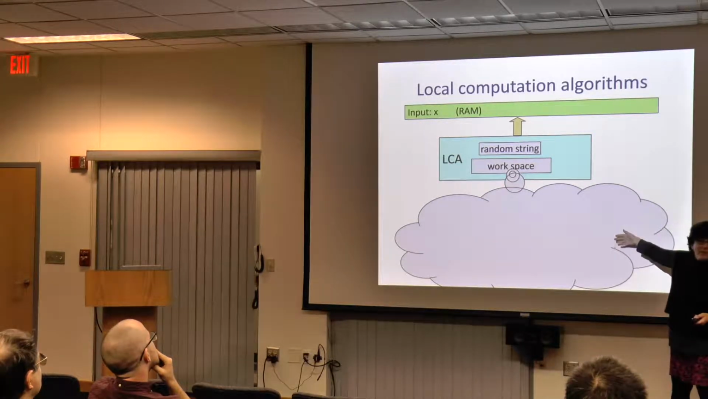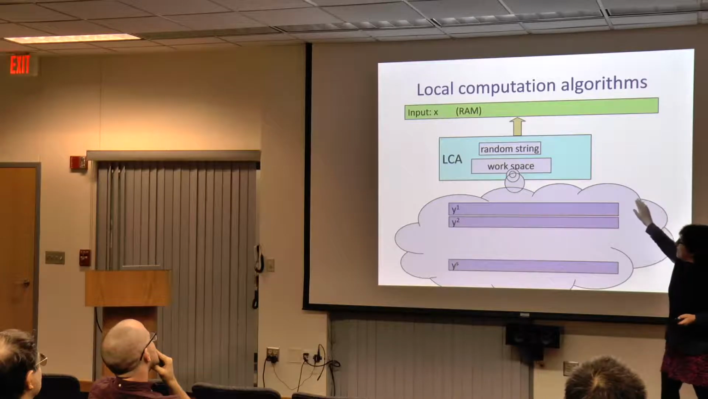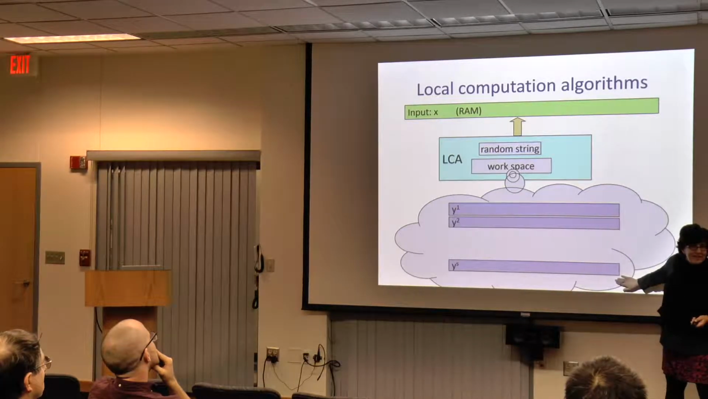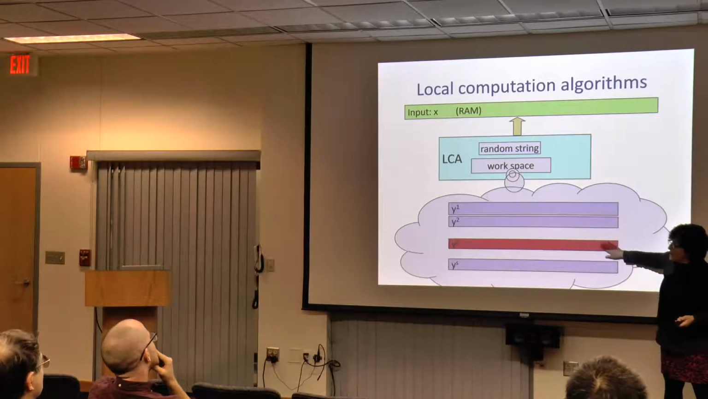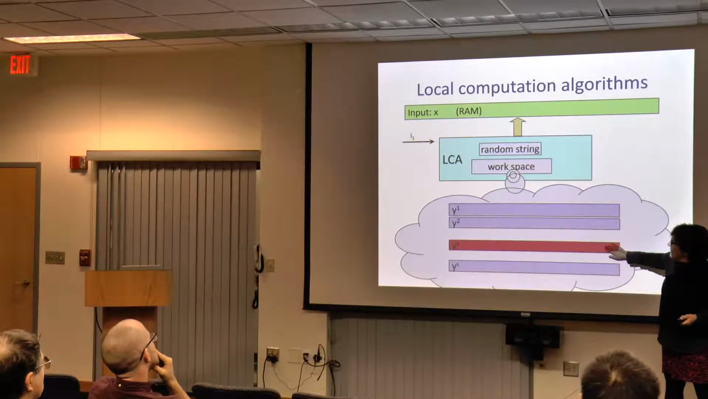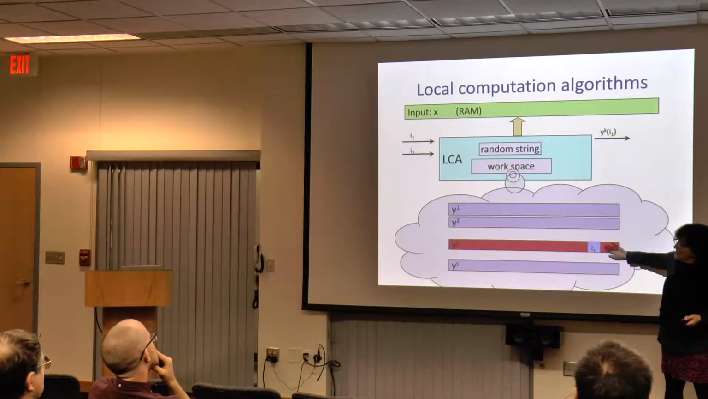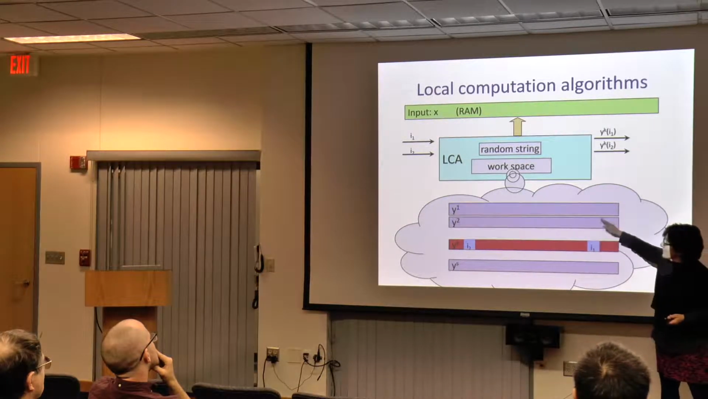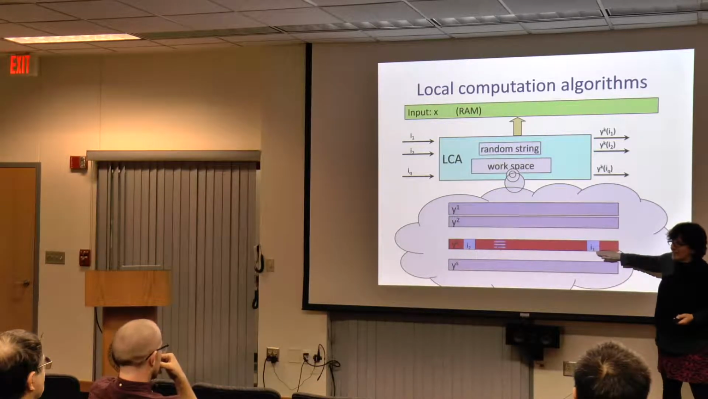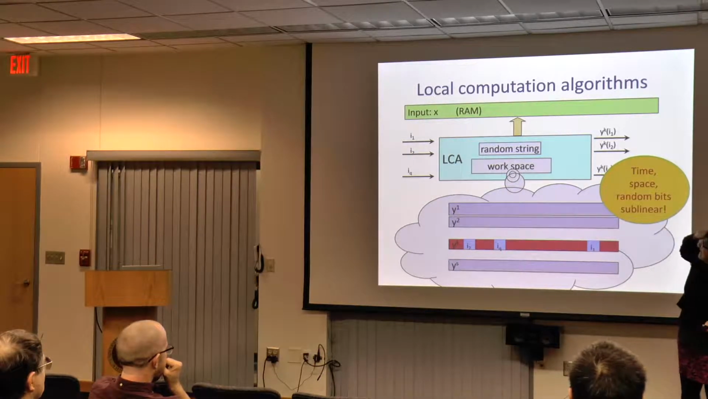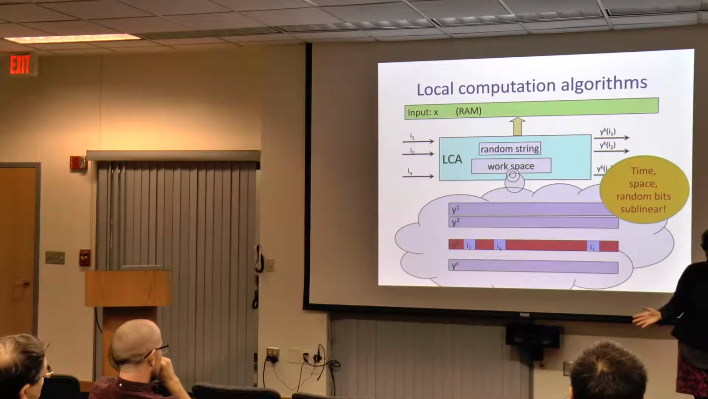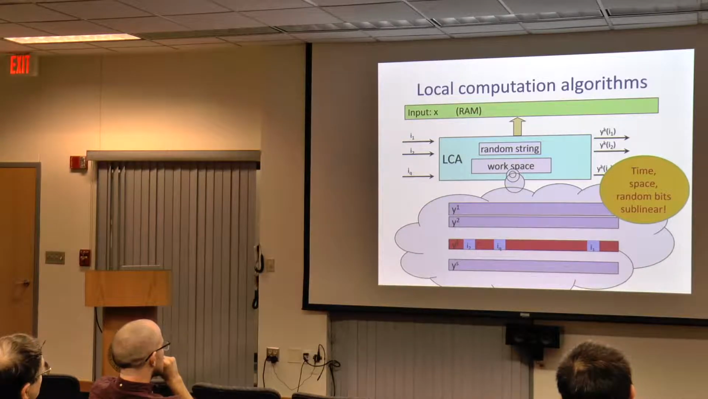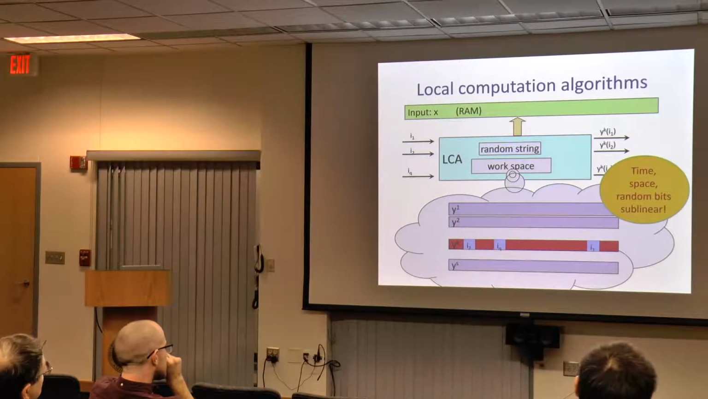And as before, there's some output that is not written down. There may be lots of independent sets that are possible. But we toss that random string. That picks one of them. And now we always have to answer according to this one. So we don't get to switch between the different independent sets. We have to stick to this one. So this is our consistency. What we'd like is that the time, the space, and the random bits all be sublinear, hopefully polylog. But we're not going to be able to do polylog all the time. That would be a great goal, but it's not always going to work.